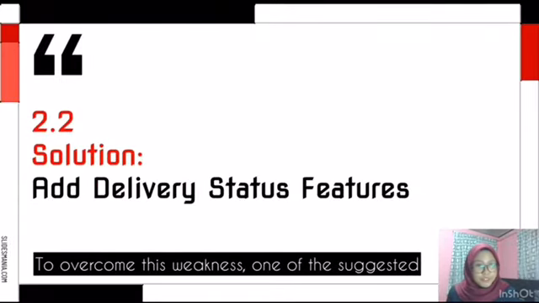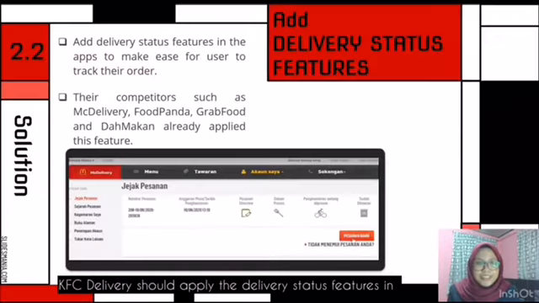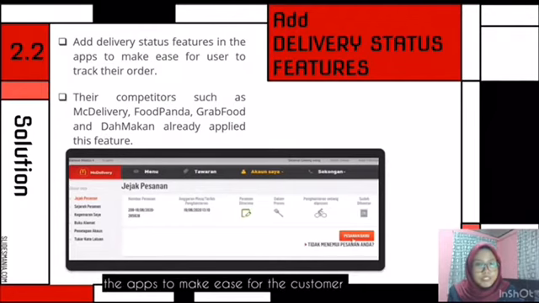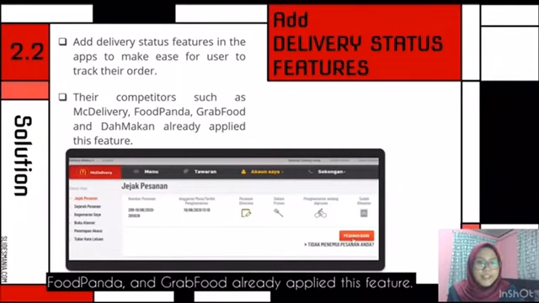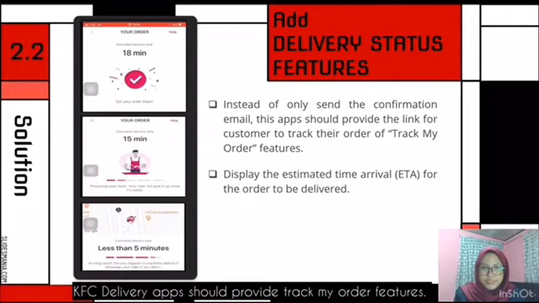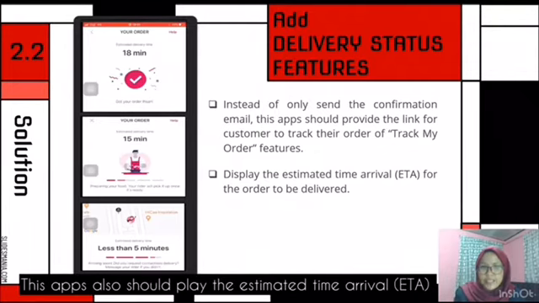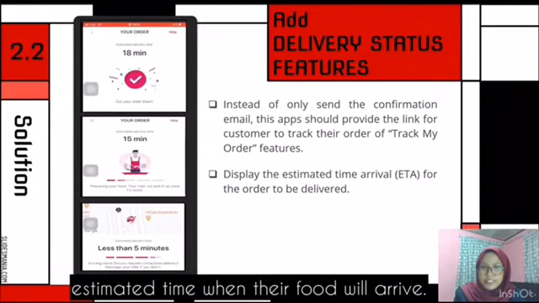To overcome this weakness, one of the suggested solutions is to add delivery status features. KFC Delivery should apply the delivery status features in the app to make it easier for the customer to track their order. Other food apps such as McDelivery, Foodpanda, and GrabFood already apply this feature. Instead of just sending the confirmation email to the customer, KFC Delivery should provide the track my order feature. The app also should display the estimated time of arrival for the order to be delivered, so the customer can know the estimated time when their food will arrive.